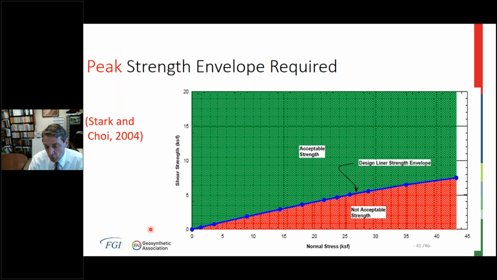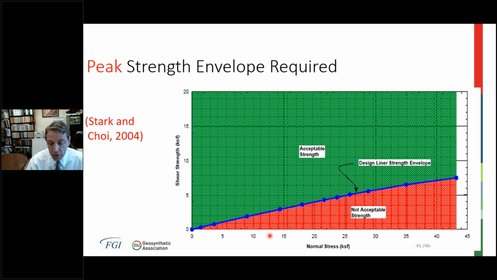Now, manufacturers and consultants and owners can use this diagram to figure out what geosynthetics satisfy the design requirements for static and seismic slope stability.